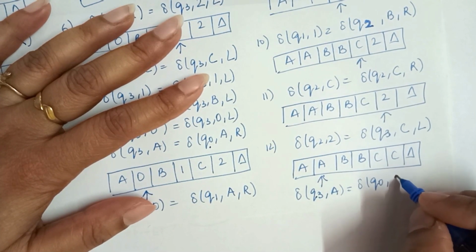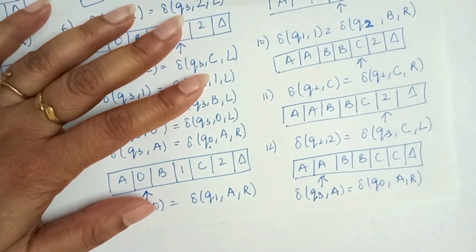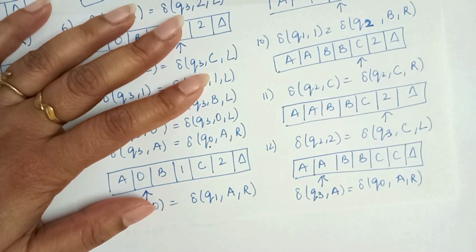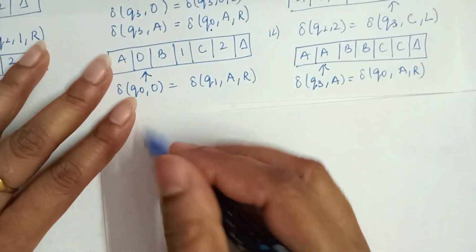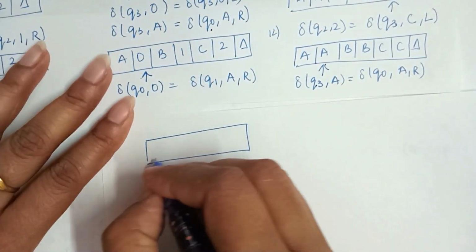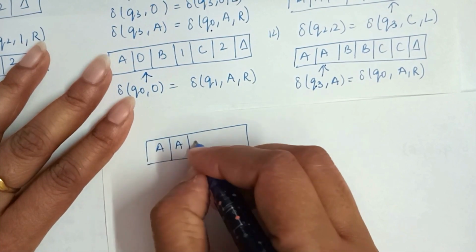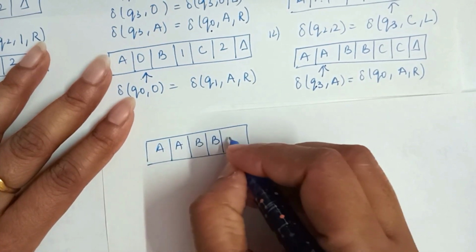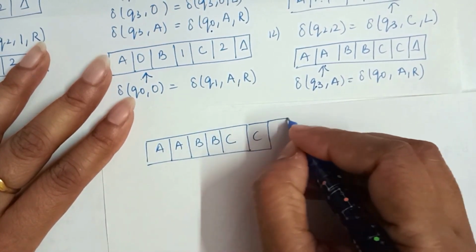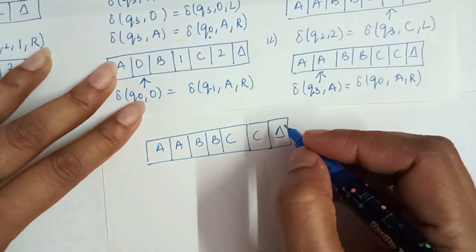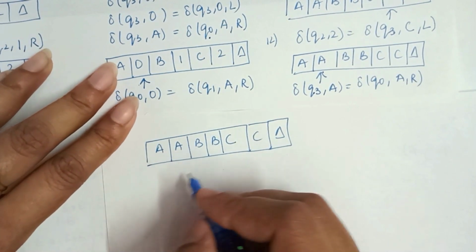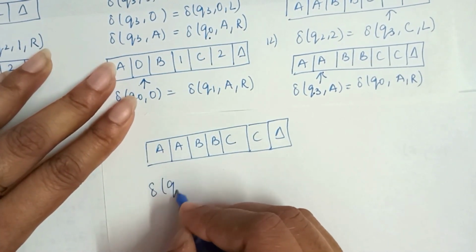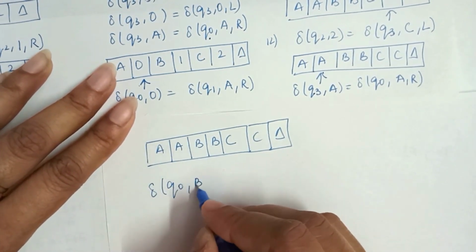This A will remain as it is, and we are moving to the right of this. Now the current position of the input tape will become, see here, A, B, B, C, C, and delta. Then we move to the Q0 state, read B.